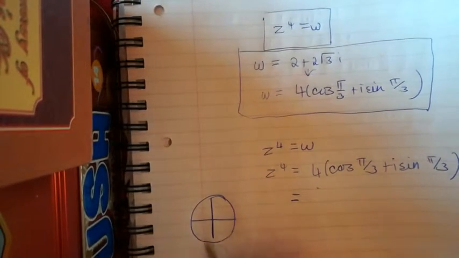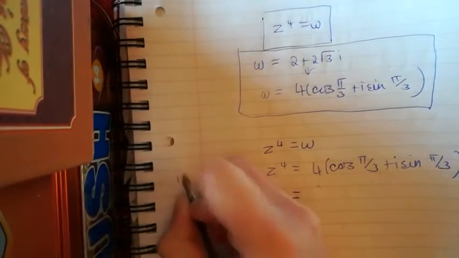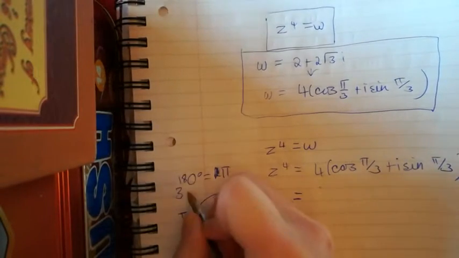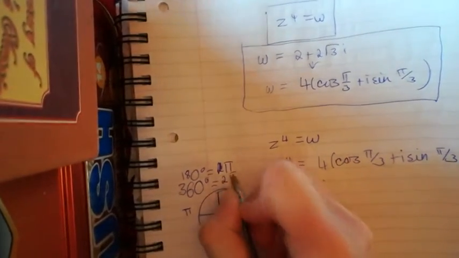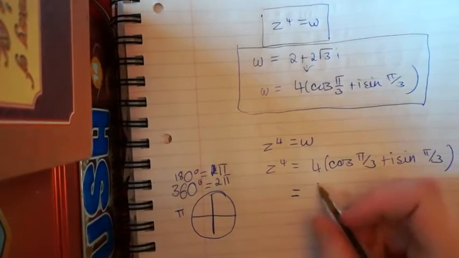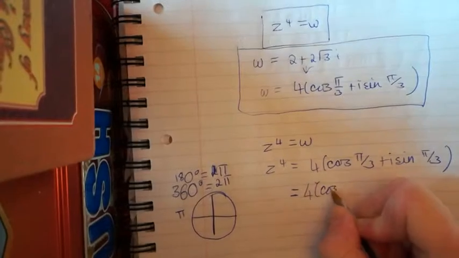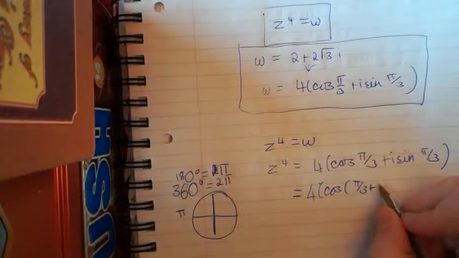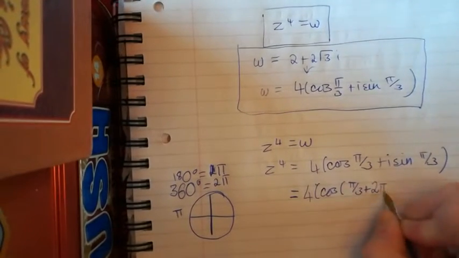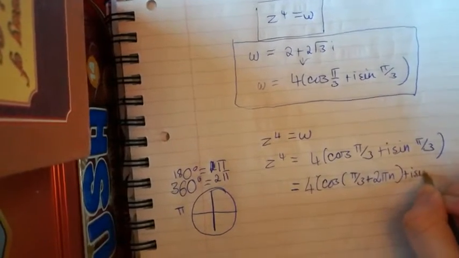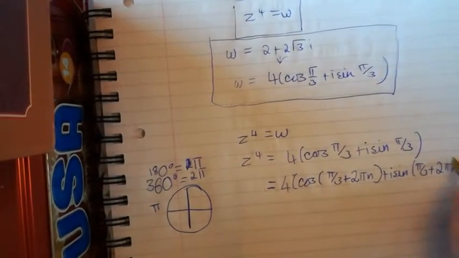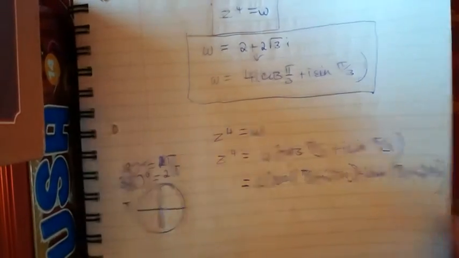So pi radians is 180 degrees, so 360 degrees will be equal to 2 pi. We're going to add on a rotation of 2 pi each time. So it's going to be 4 cos pi over 3 plus 2 pi n, where n is the number of rotations, which we can change, plus i sin pi over 3 plus 2 pi n. So that's what w is equal to.